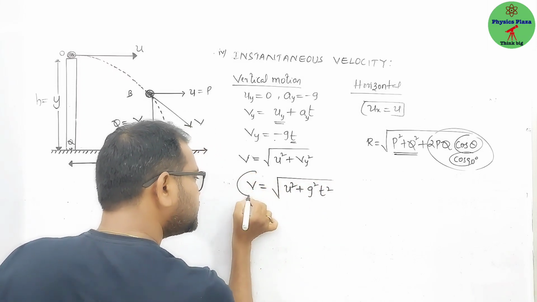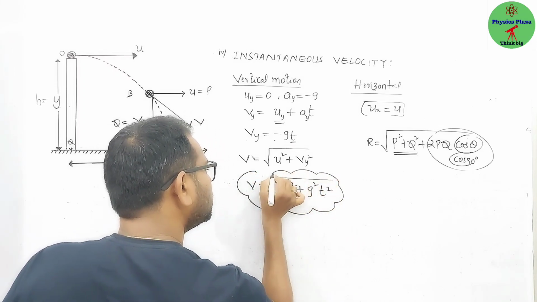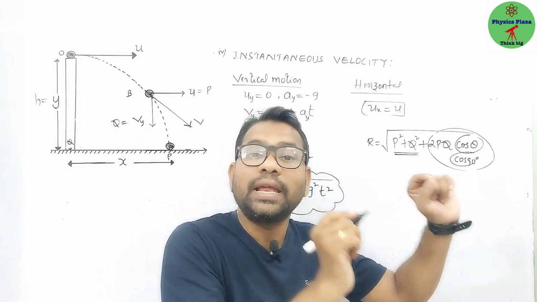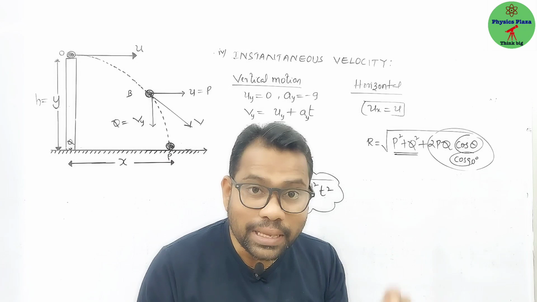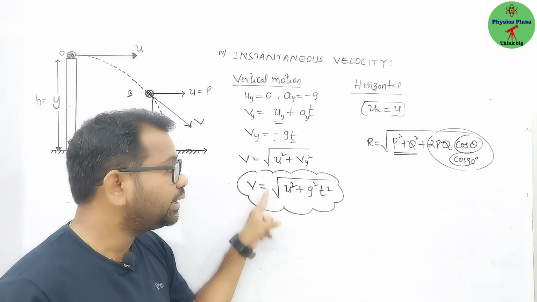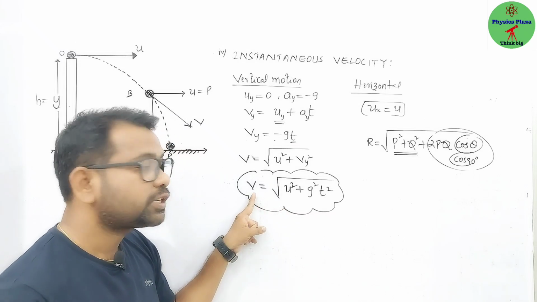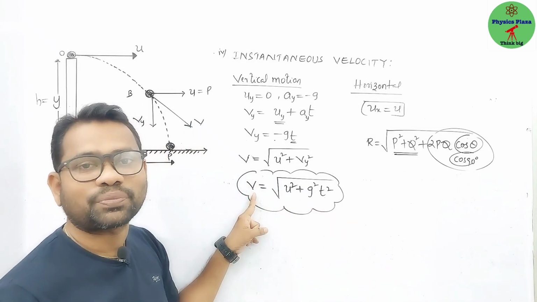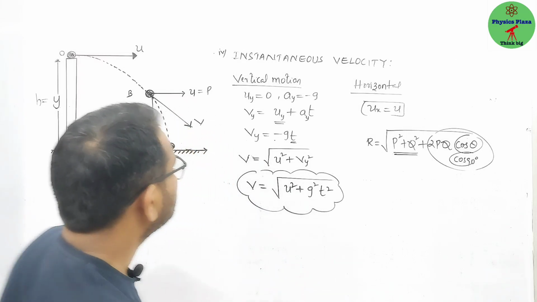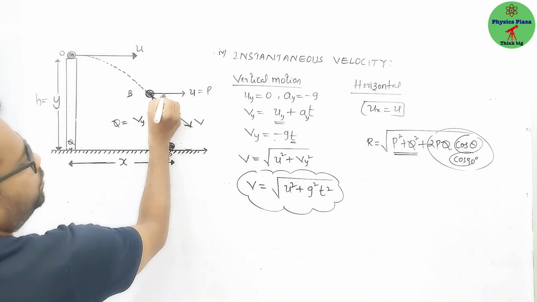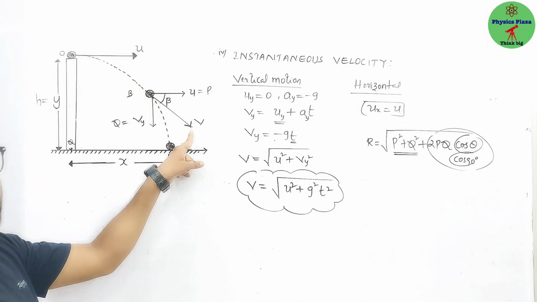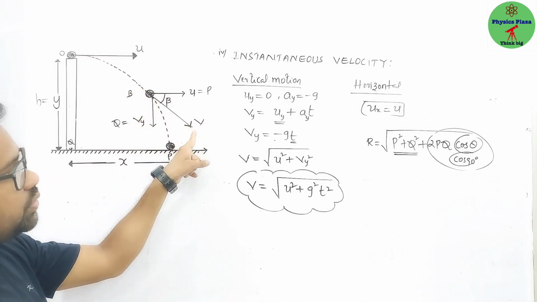So children, this is the magnitude of the instantaneous velocity, the velocity of the projectile at any instant. As the time keeps on changing, this velocity also keeps on changing. Then what about the direction? Because we need to know the direction too, right? So let this horizontal component of the velocity make an angle beta with the resultant velocity v.